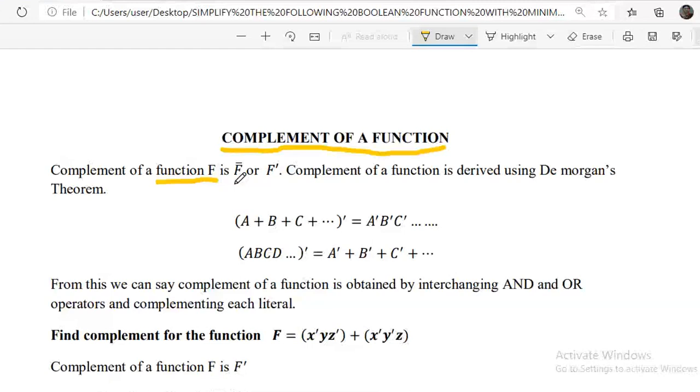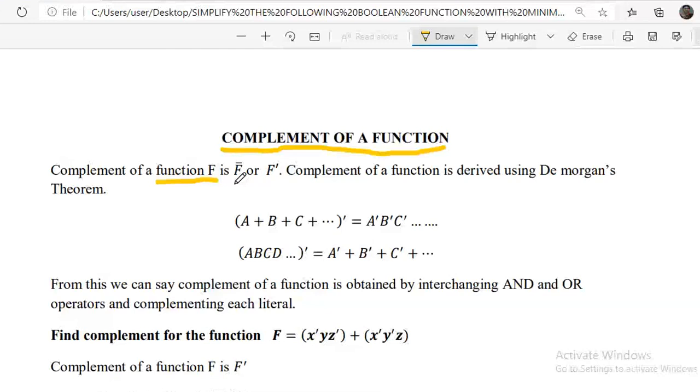Now next, if we are going for taking complement, the main thing we are going to use is De Morgan's theorem. Do you remember De Morgan's theorem, ma? You remember De Morgan's theorem?